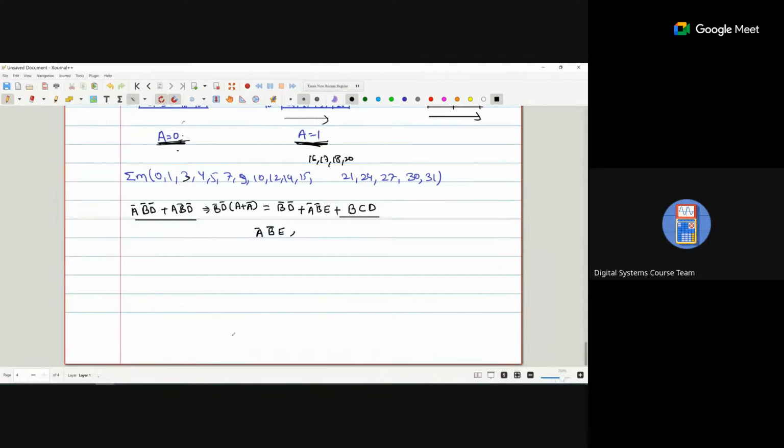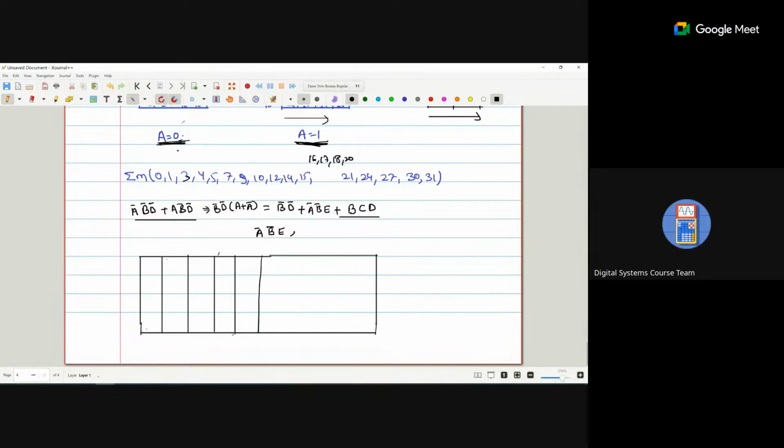There is one more method. If you don't want to create two different matrices, you can create a single matrix with 32 elements. One, two, three, four, five, six, seven, 8.